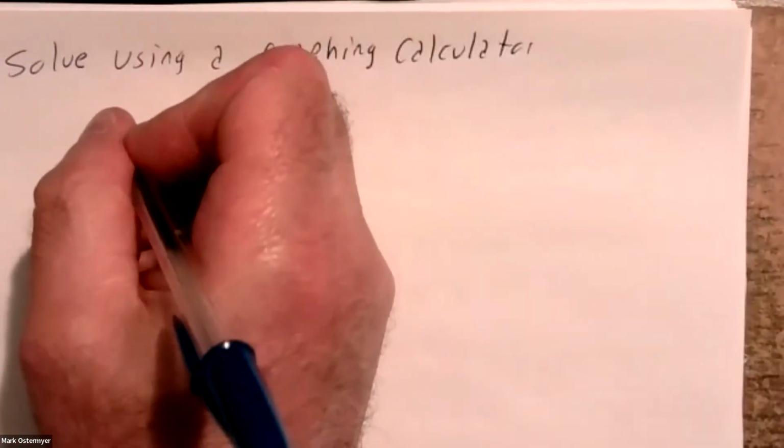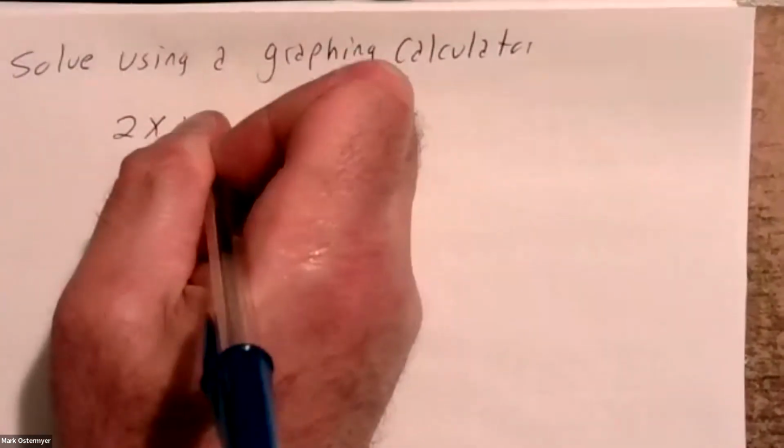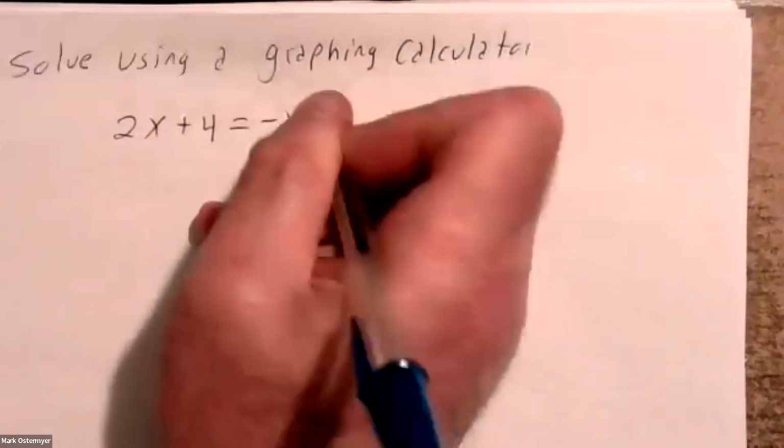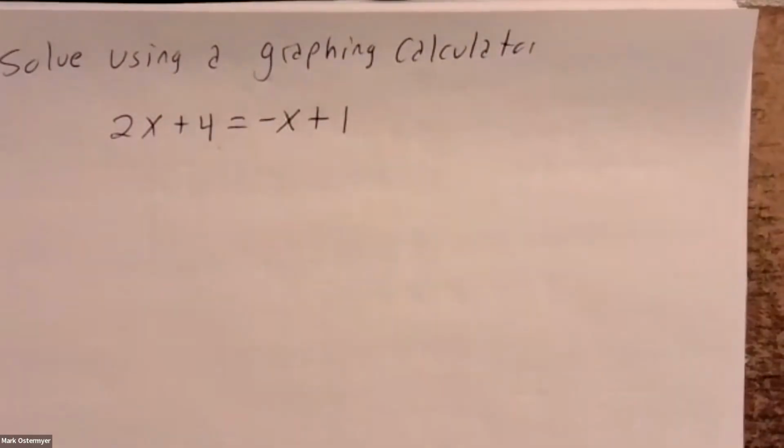Suppose that we have this linear equation, 2x plus 4 equals negative x plus 1. Now we could obviously just solve that manually, because we've been solving equations like that for, it seems like, eons now, correct? But I'm going to show you how we can solve it graphically using our calculator.